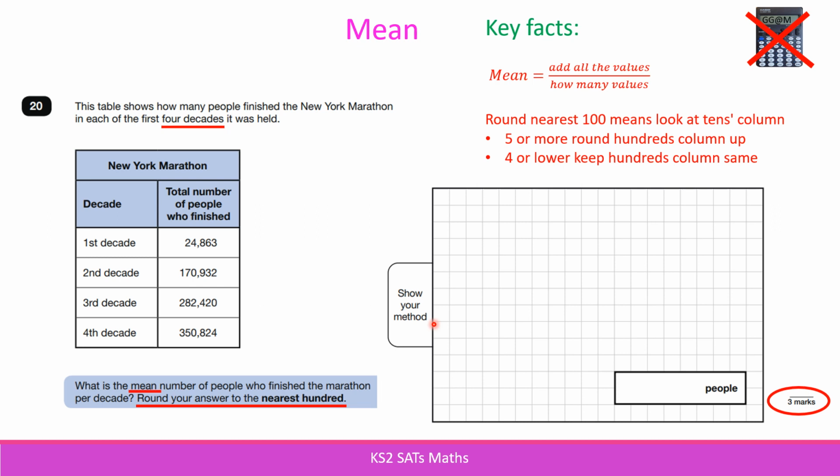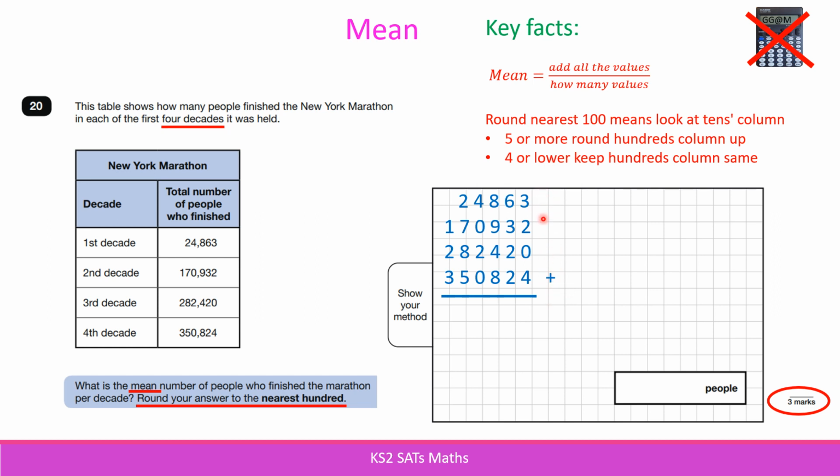So to start with, we need to look at these 4 numbers. So we've got 24,863, 170,932, 282,420, 350,824. So we need to write down these 4 numbers here, and we need to add them up. So we're going to start off with the right hand side when we're adding.